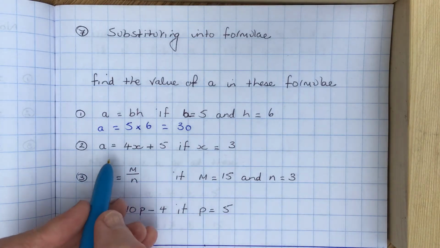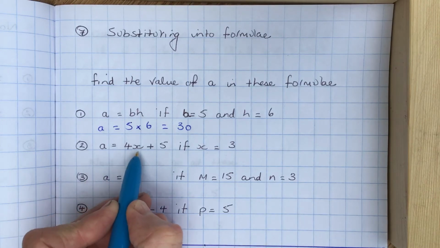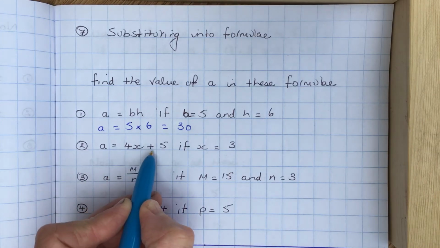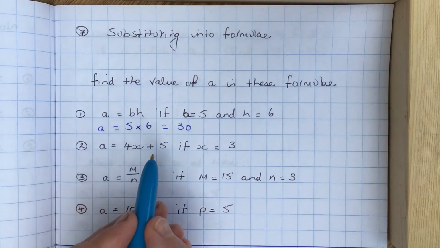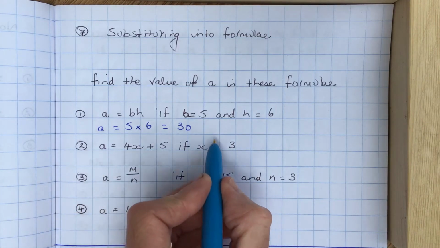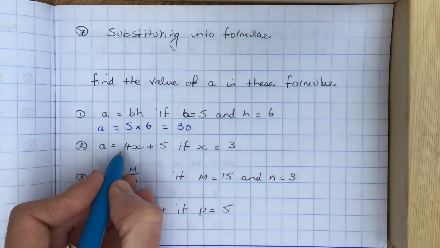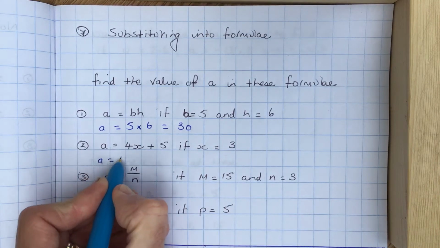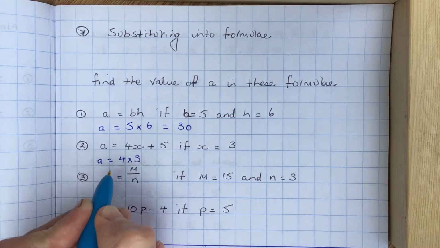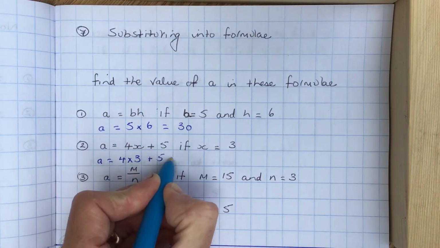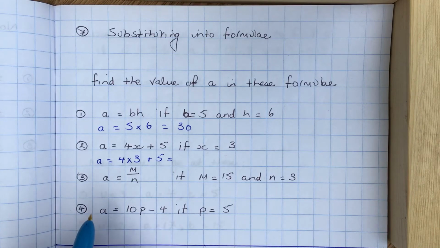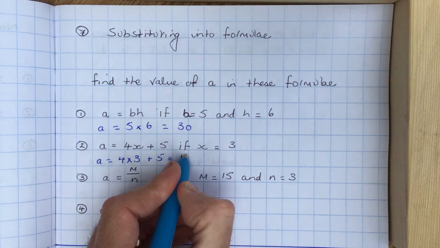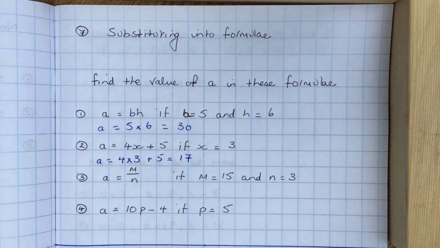Next one down, here we've got A equals 4 times X plus 5, and we've got to make sure we remember our BIDMAS: we multiply before we add. So if I substitute in X equals 3, I get A equals 4 times 3 plus 5. And using BIDMAS again, 4 times 3 is 12, plus your 5 is 17. So A equals 17 in question number 2.